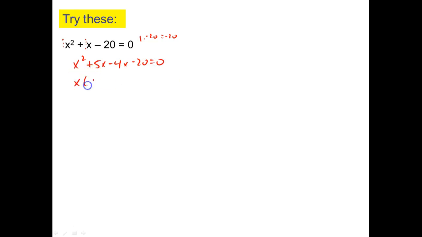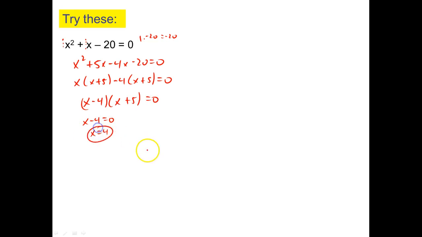So then I factor out an x plus 5. In the back, I'm going to factor out a negative 4, x plus 5. So x minus 4 times x plus 5. Therefore, x minus 4 equals 0. So x equals 4. Or x plus 5 equals 0. And x equals negative 5.